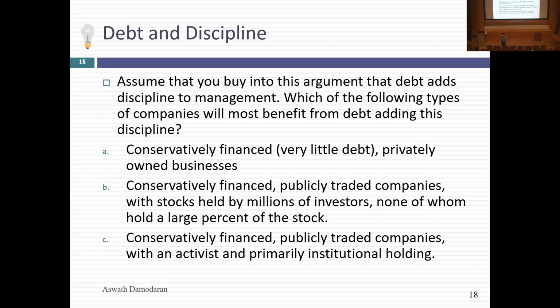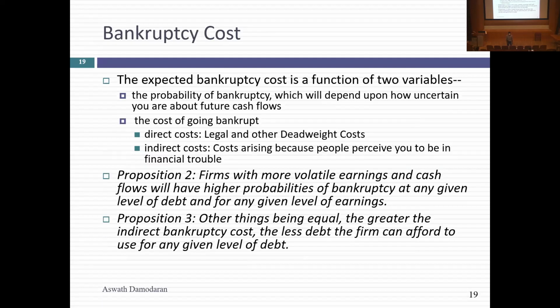So the question is accountability. Borrowing money to make companies accountable is very inefficient. It's a bludgeon. You don't want to use it if there's another way, but you can see why in some companies, borrowing money can benefit you. So that's the added discipline. Any questions? Let's talk about bankruptcy costs.